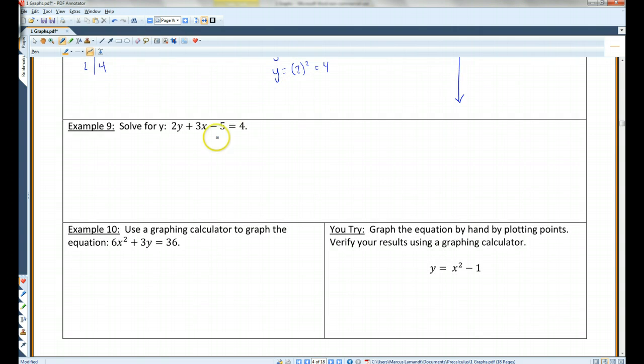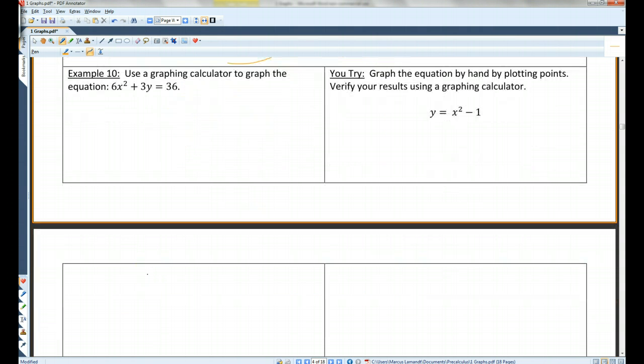Alright, solve for y. When it says solve for a certain variable, you want to isolate that variable. You want to get that variable all by itself. So I'm going to add 5 to both sides. So I've got 2y plus 3x, this cancels out, equals 9. I'm going to subtract 3x from both sides. 2y equals 9 minus 3x. Divide by 2. This cancels out. So y equals 9 minus 3x over 2. There you go.